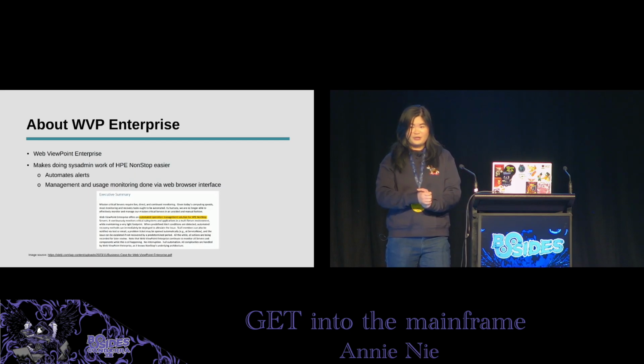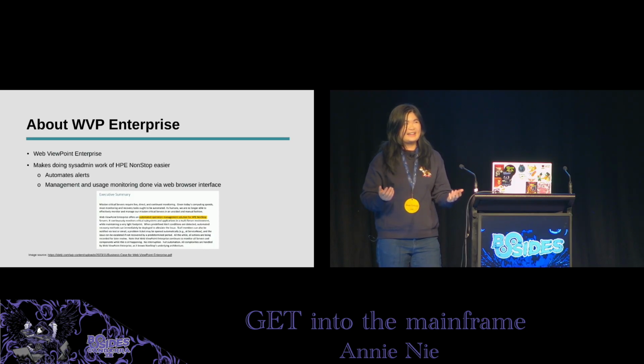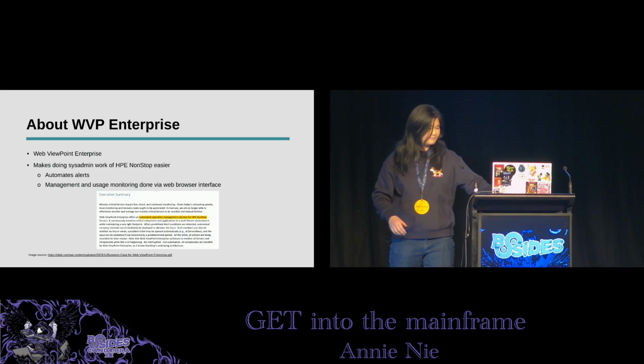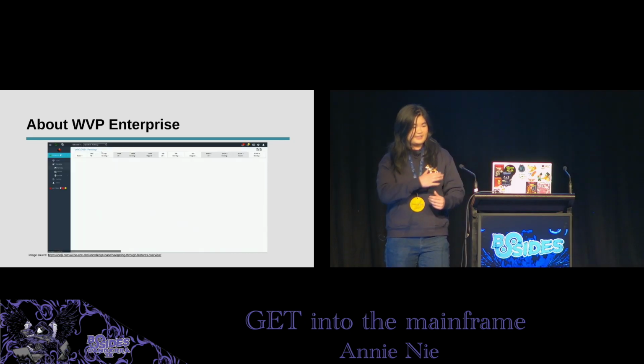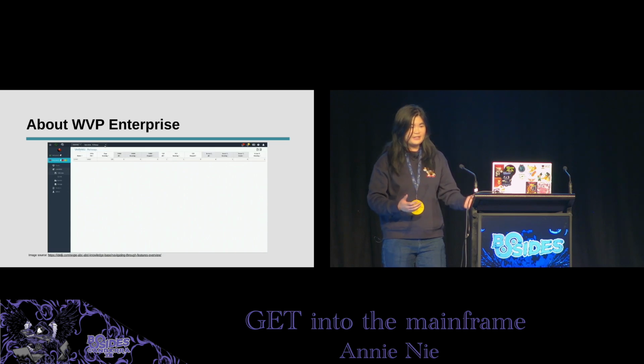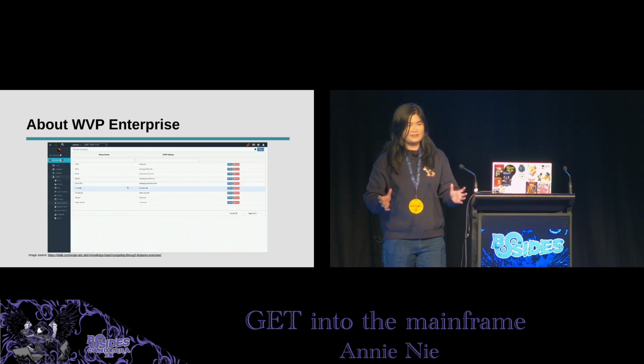So I've put up some documentation and found that WVP Enterprise is actually Web Viewpoint Enterprise. And it's essentially an application that allows sysadmins to do sysadmin things on the browser. And it just makes their lives heaps easier. And so most of the functionality is to do with automating alerts. And this is a GIF of what it looks like. So as you can see, there were graphs for usage monitoring. And you can also manage your various different servers that you have, and also just do other miscellaneous things all through the web browser.